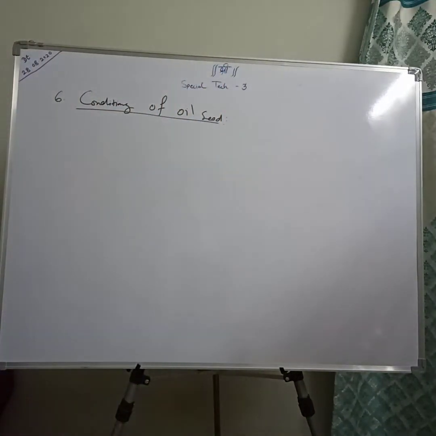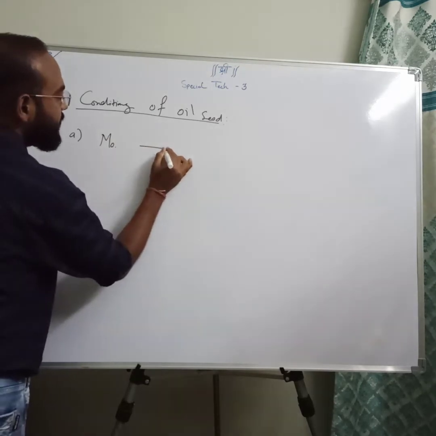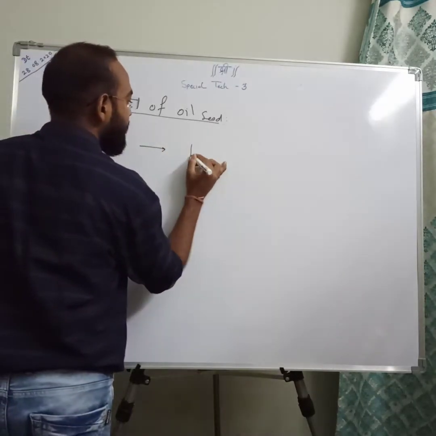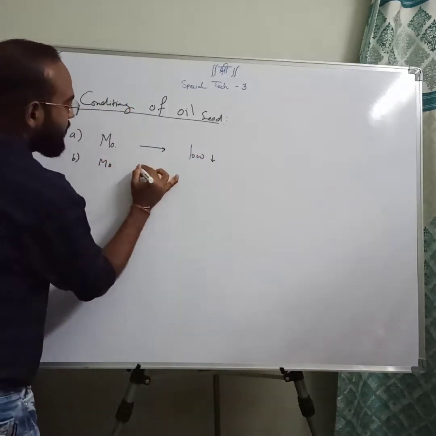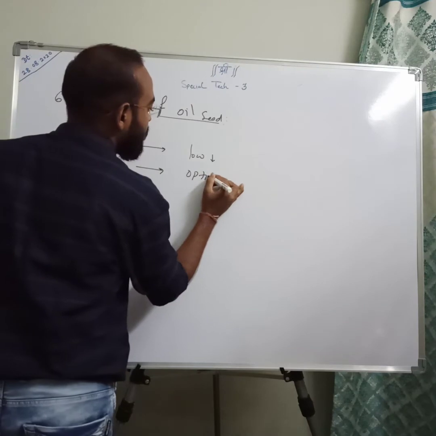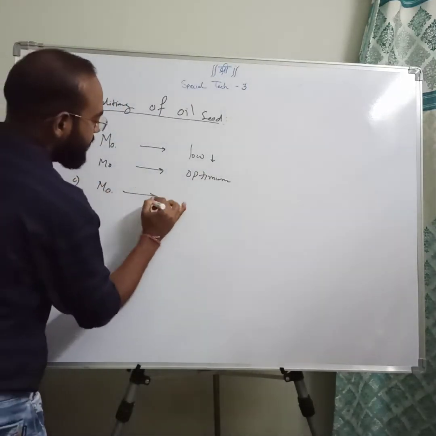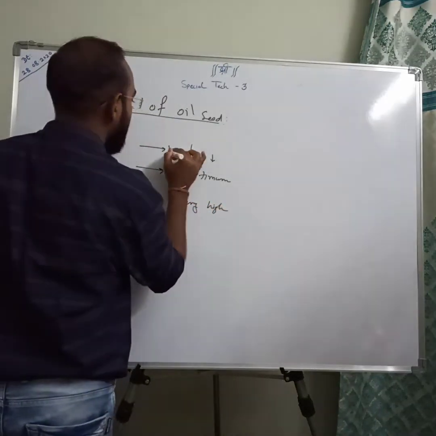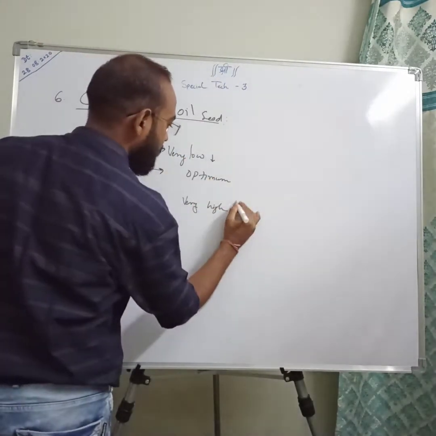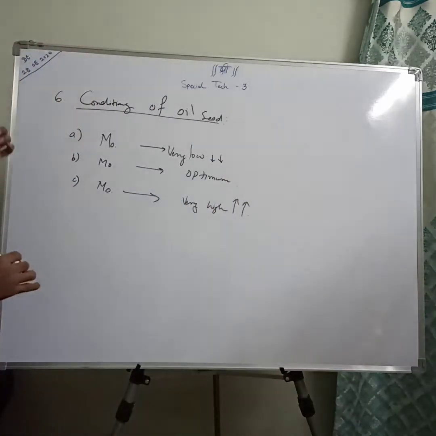Actually, there are three different stages. Stage 1, when moisture content is very low. Second stage, when moisture content is optimum. And third stage, when moisture content in the seed is very high. These are the three different stages or conditions.